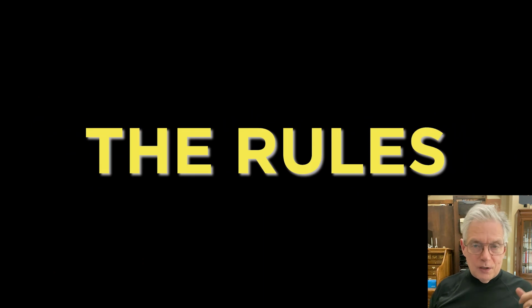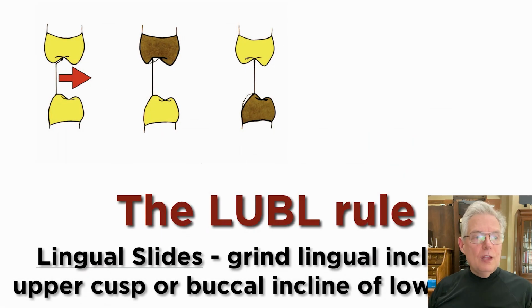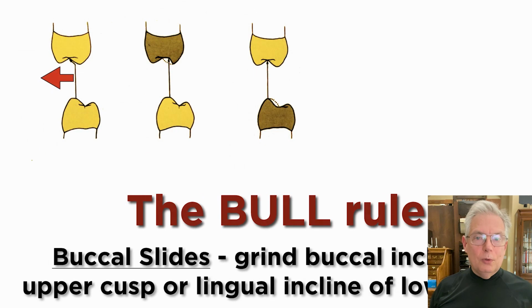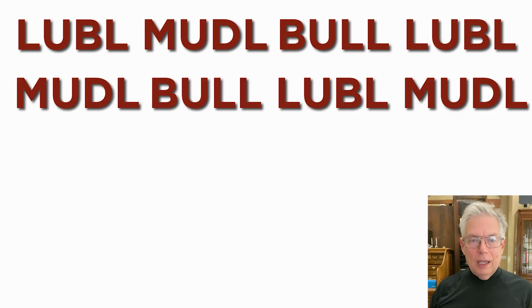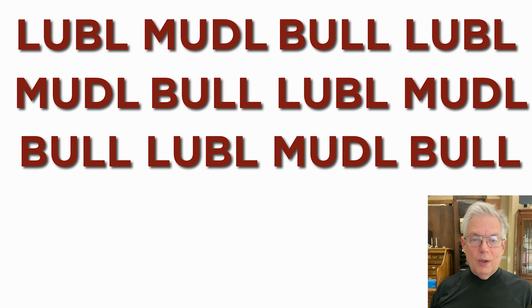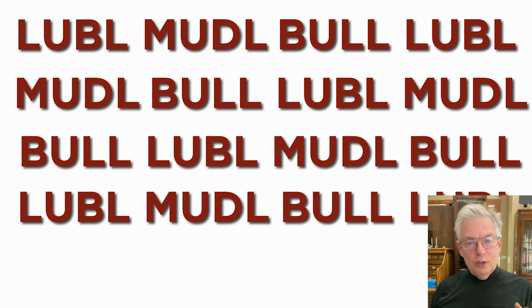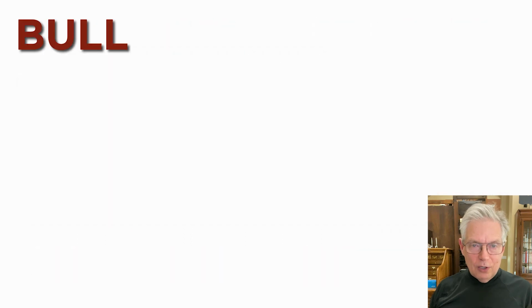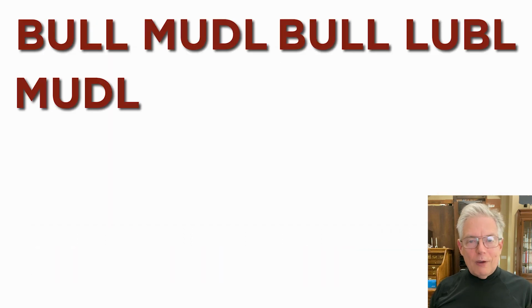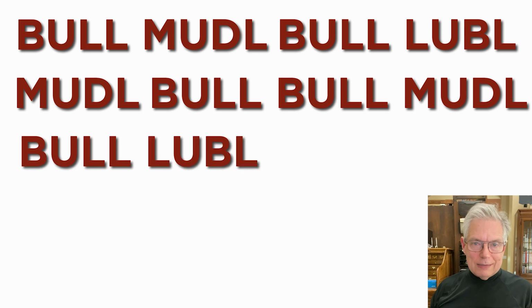What if I want to equilibrate a natural dentition? Let me give you some steps. These are the rules I was taught. The Lubbock rule, lingual slides, you have to grind the... you know the Lubbock rule. The muddle rule and the bull rule. The problem with those is that I can get all tied up in the rules, okay? And the rules aren't really telling me anything more than here's what I think is in the way. I would argue that if you could look at the tooth and ask yourself, what do I think is happening on that tooth, that you won't get tied up in trying to say, what is the rule for that contact?